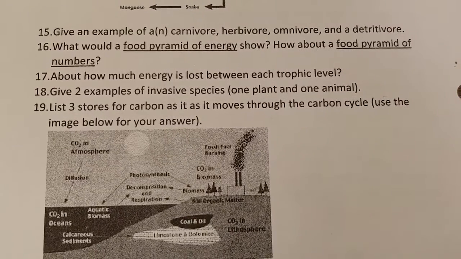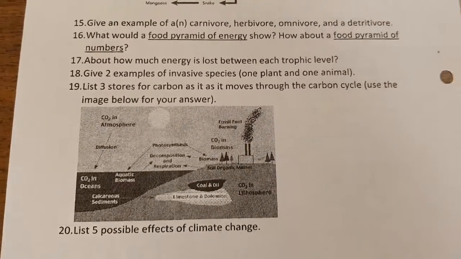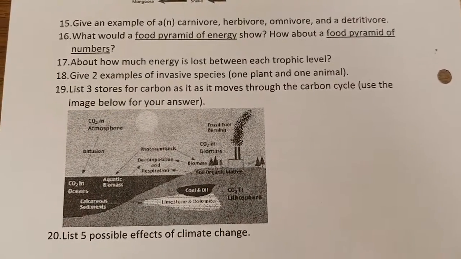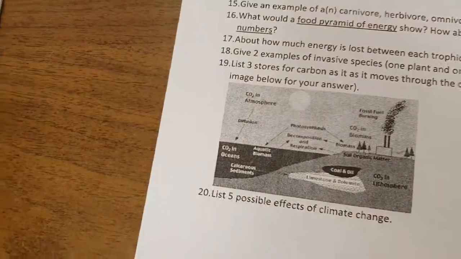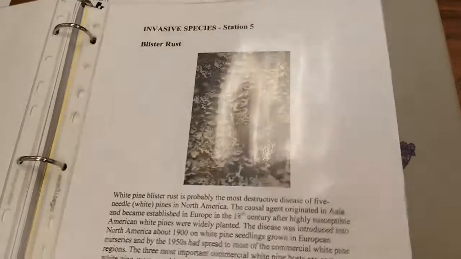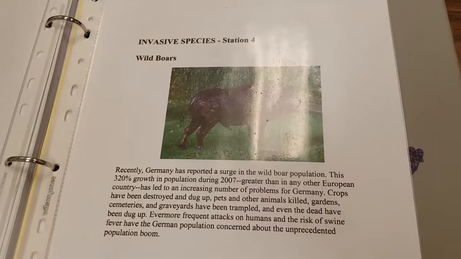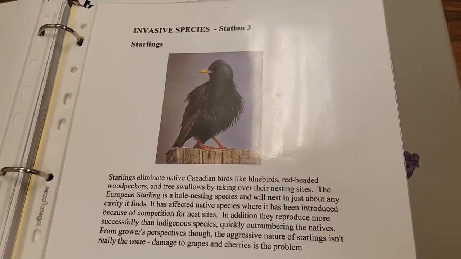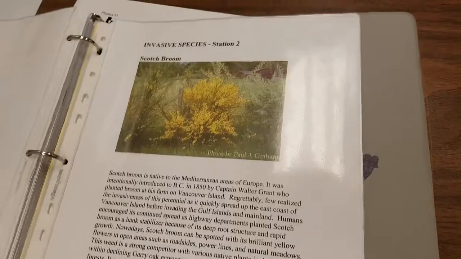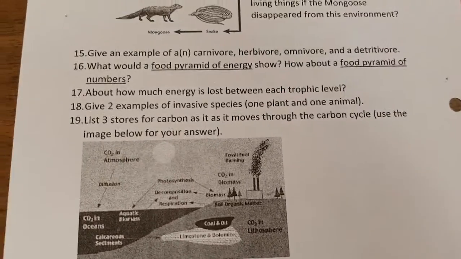18, give two examples of invasive species, one plant and one animal. I would say the plant, you could say blackberry, you could say the Scotch broom, not the Scotch broom, gosh, forgetting the name of this one. Okay, so yeah, here we've got lamprey, we've got zebra mussels for the animal, we've got purple loosestrife for plants, we've got wild boars, which are not in this area, and starlings, they're animals. And the Scotch broom, yes, the Scotch broom is a plant that would be an invasive species.